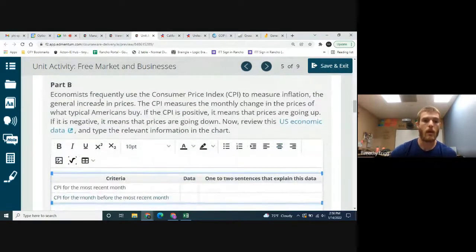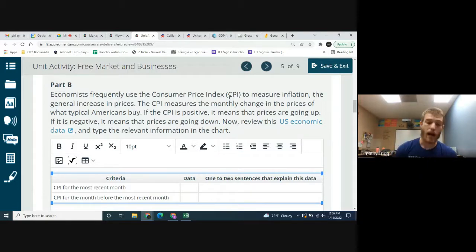Okay. Economists frequently use the Consumer Price Index, or the CPI, to measure inflation, the general increase in prices. The CPI measures the monthly change in the prices of what typical Americans buy. If the CPI is positive, this means that prices are going up. If it is negative, it means that prices are going down. Now, review the US economic data and type the relevant information in the chart.